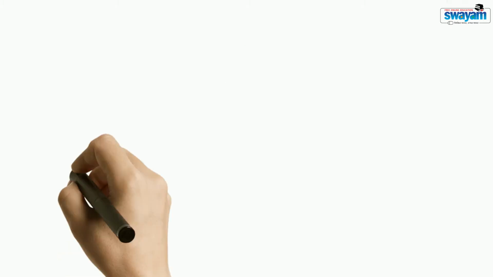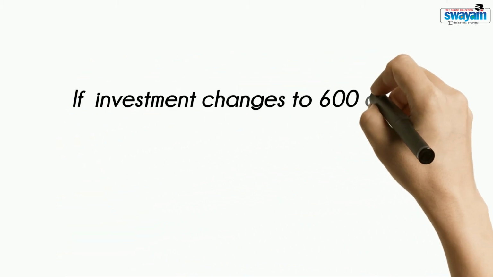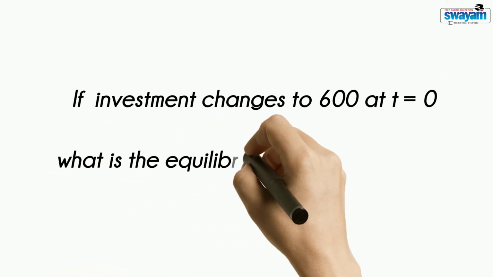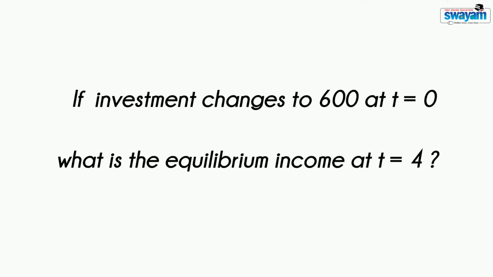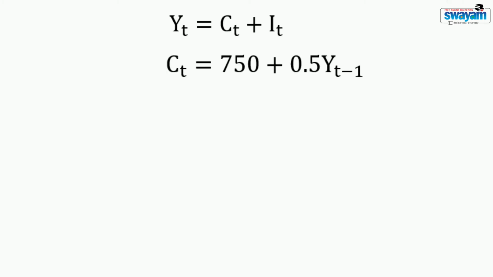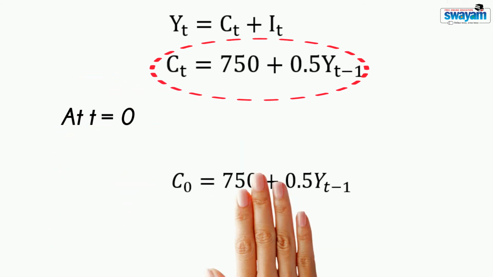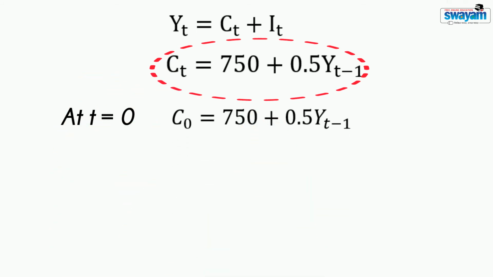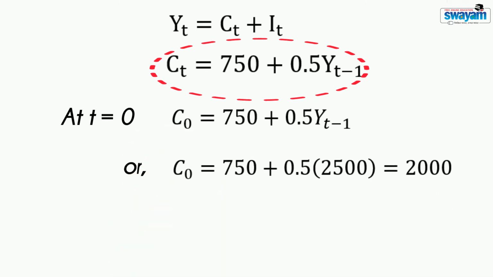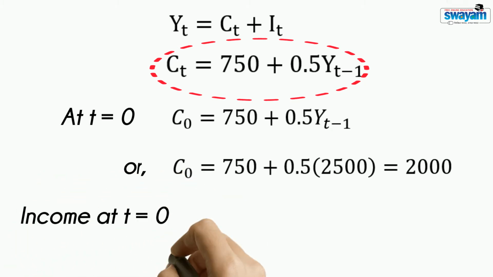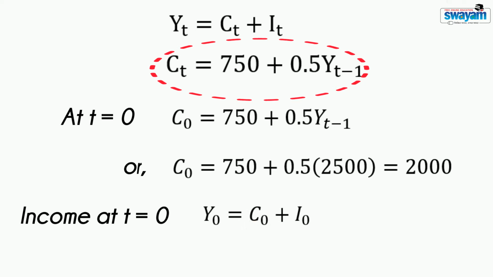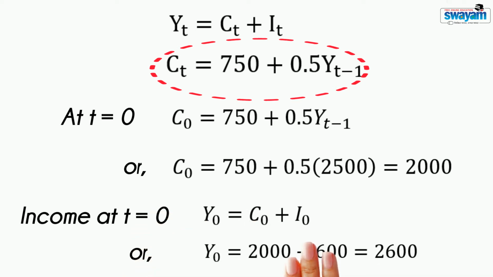Suppose the investment changes to 600 in period T is equal to 0. Can you find the equilibrium income at T is equal to 4? The model says that consumption in period T depends on the income in the previous period. Therefore, at T equal to 0, we have this consumption function. Since equilibrium income in the previous period is 2500, the consumption at T equal to 0 will be 2000. And income at T equal to 0 will be 2600.